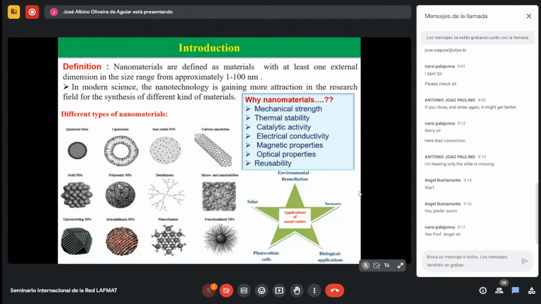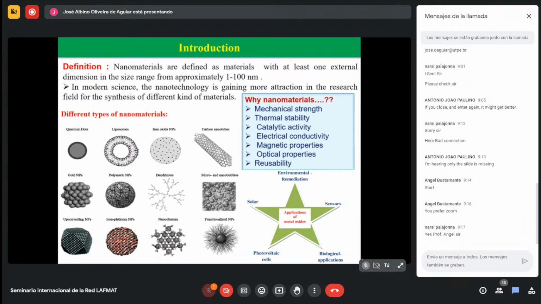Nanomaterial is defined as a material whose size is 1 to 100 nanometers. If it is 1 to 100 nanometers, it is called a nanomaterial. If it is more than 100 nanometers, it is a bulk material. In the modern age, nanotechnology is of more and more interest in the research field because of its huge number of applications and different types of nanomaterials, such as quantum dots, liposomes, carbon nanotubes, gold nanomaterials and functional nanomaterials.